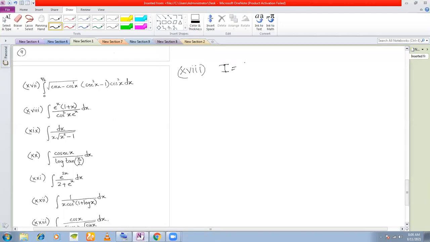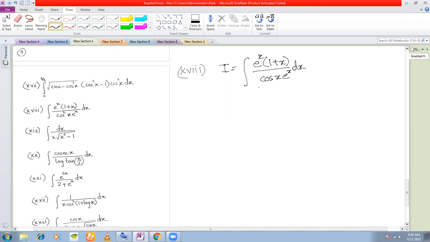I is equal to integral e to the power of x into (1 plus x) divided by cos square (x e to the power of x) dx. Now, what you must realize here, the question that you will ask is, what is the substitution that I will do?